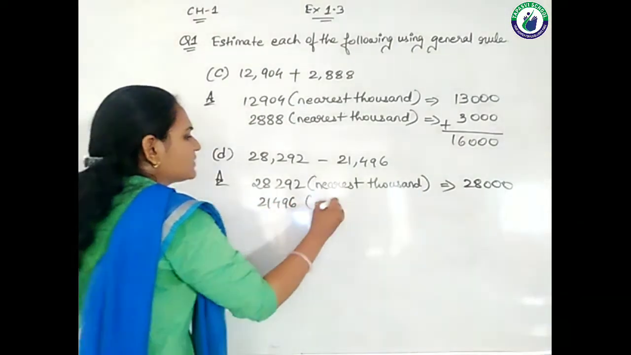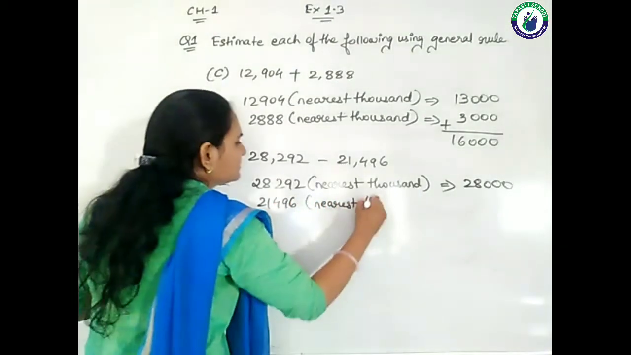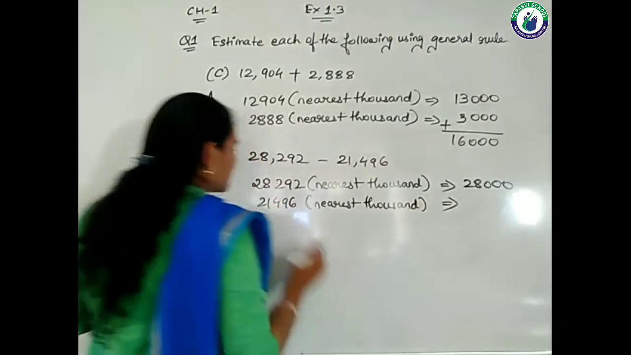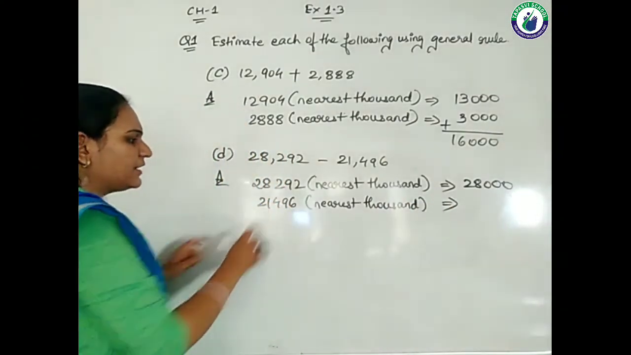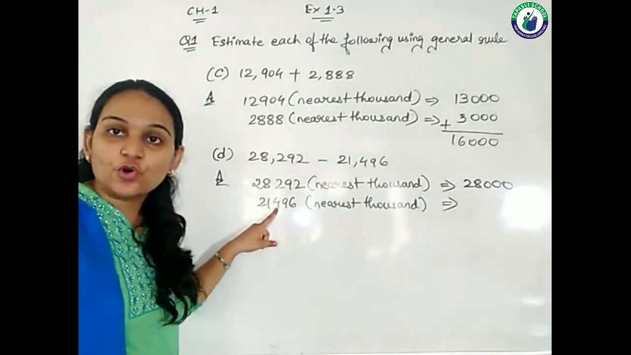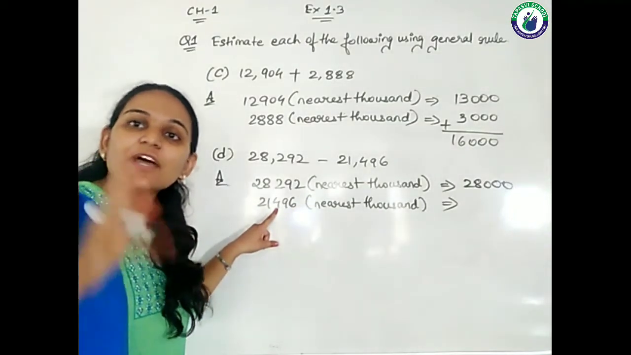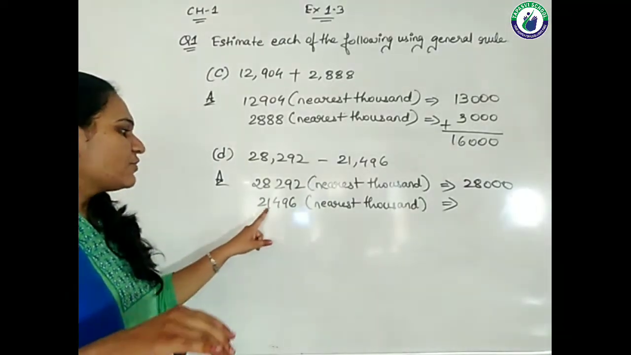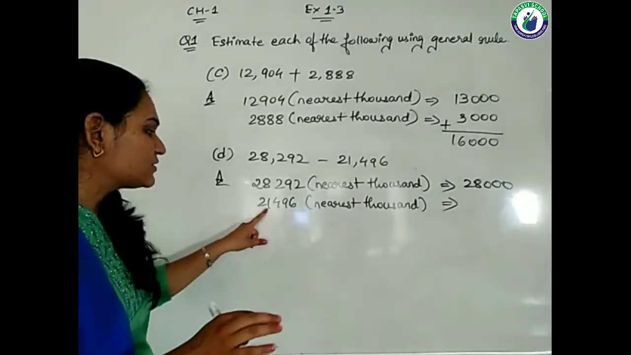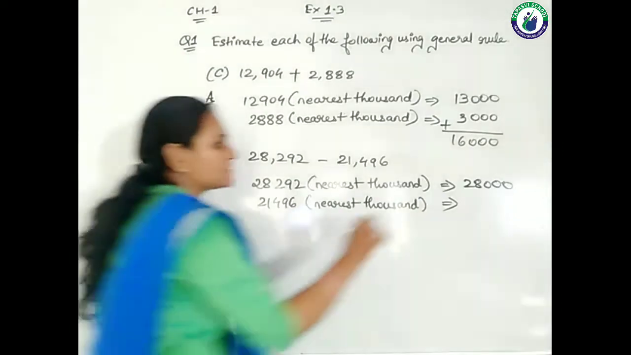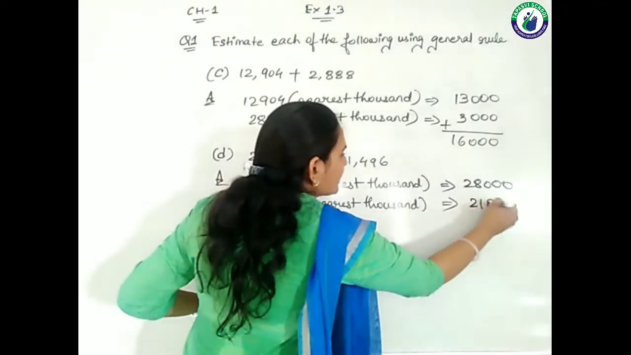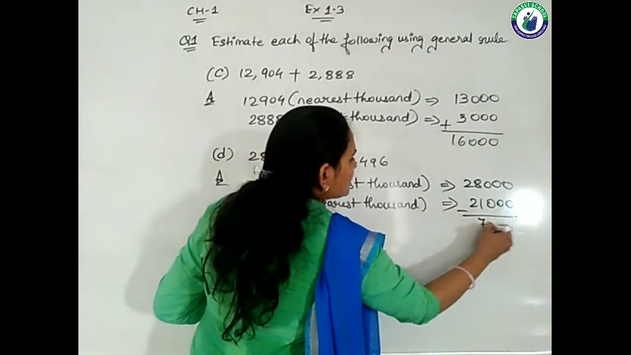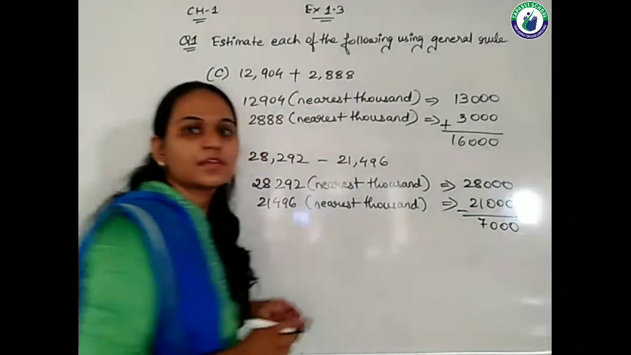21,496. Again we are supposed to do the nearest 1000. Okay, the 1000 place digit is 1, right? And the helping digit is 4. Now the helping digit is less than 5, equal to 5 or more than 5. It is less than 5. So 1 will remain as it is, right? So 21 will remain as it is. And the remaining digits will become 0, 0. So if we subtract them, so we will get the answer 7,000.